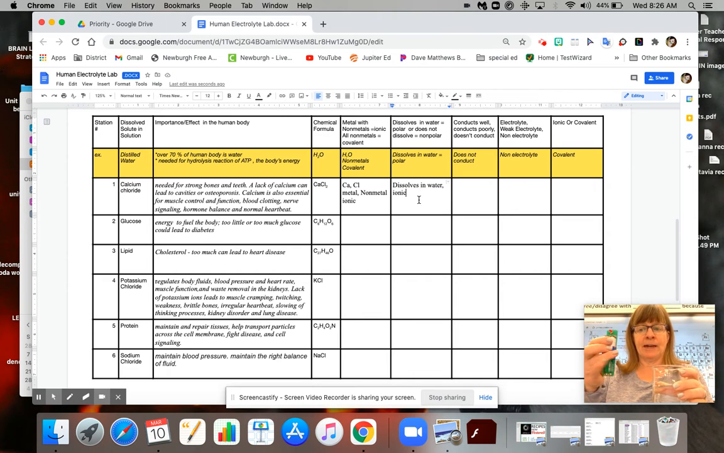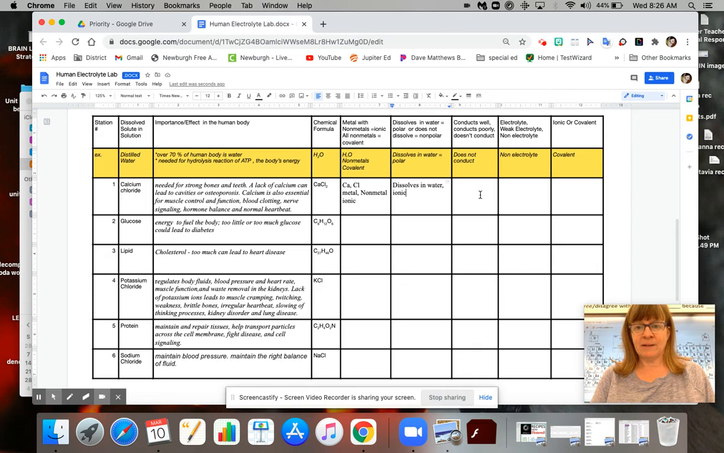Does it conduct? Let's take a look. Now look at me down here. The conductivity tester is going in. You guys see how that light is flashing? That means it is conducting electricity. It's not making electricity, it's conducting it. It is an electrolyte, a good one.